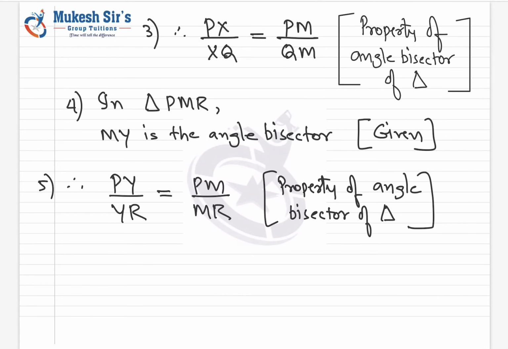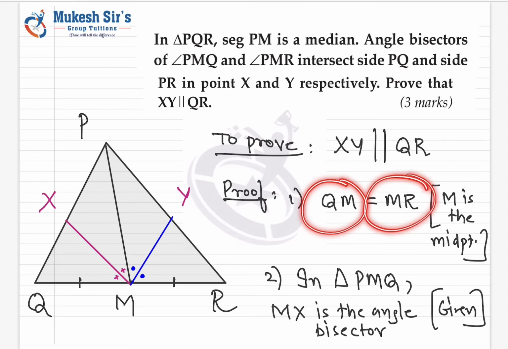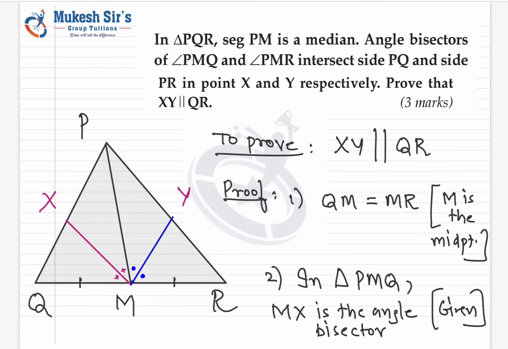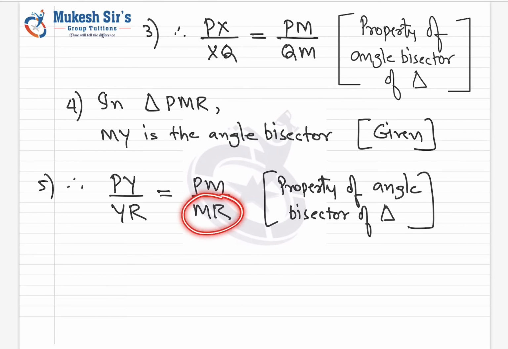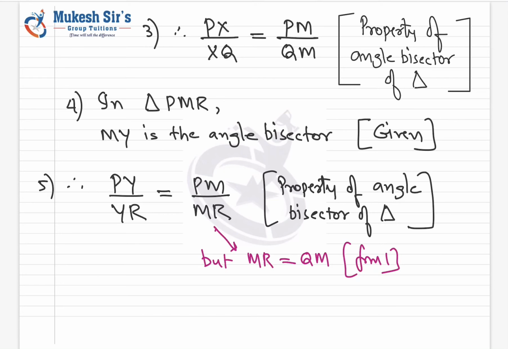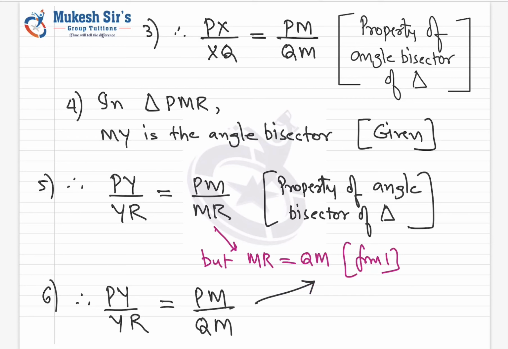Now you know MR is equal to QM. In step number 1 you have written QM is equal to MR. So instead of MR we can substitute QM here. MR is equal to QM from 1. So this step becomes therefore PY upon YR is equal to PM upon MR, we can write QM. The reason is from 1.